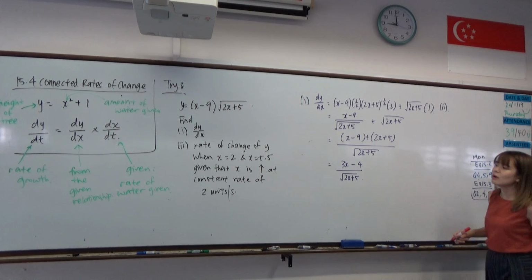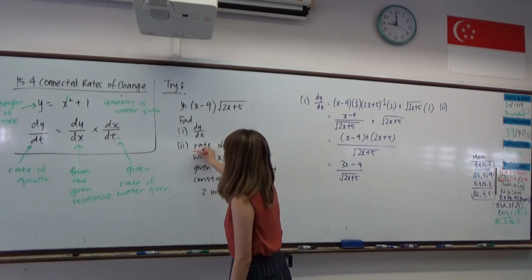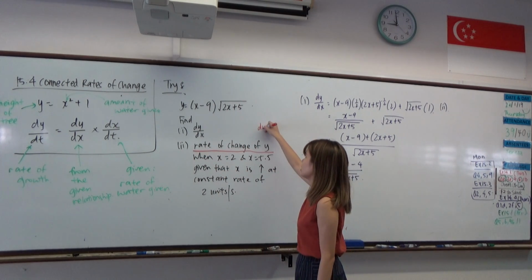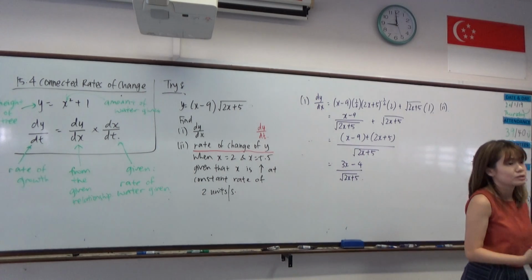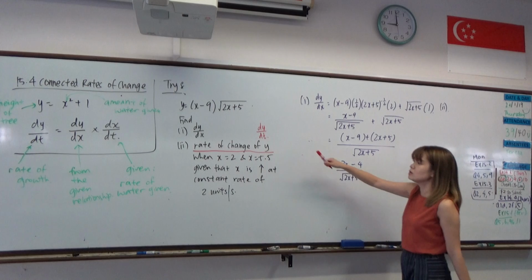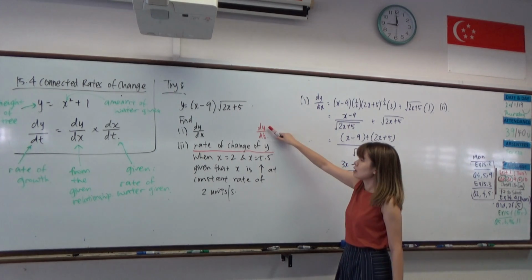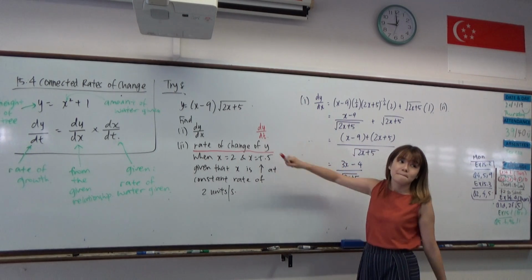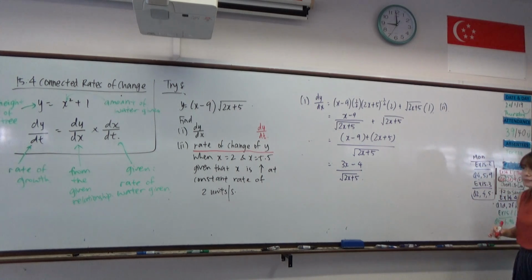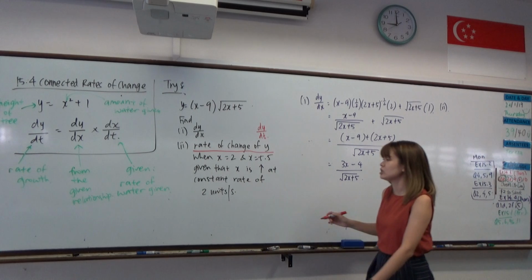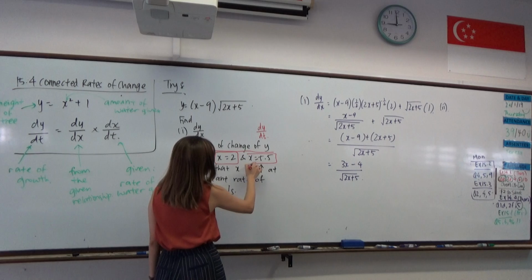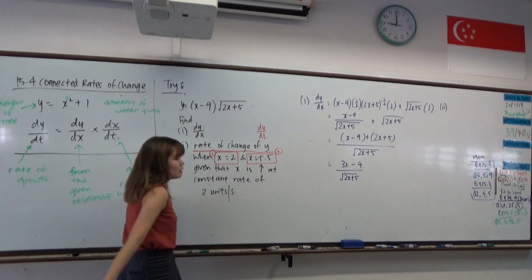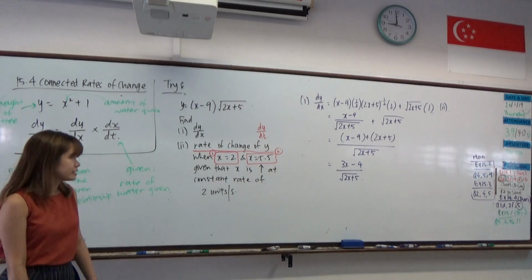For part 2, what we want is the rate of change of y. So we are trying to find dy over dt, because we're looking at rate, which means it is over time. So rate of change of y, change of y over change of t, will be dy over dt. We want to find it for two different situations: when x is equals to 2, that's case 1, and when x equals to 5.5, case 2. So they are expecting two answers.